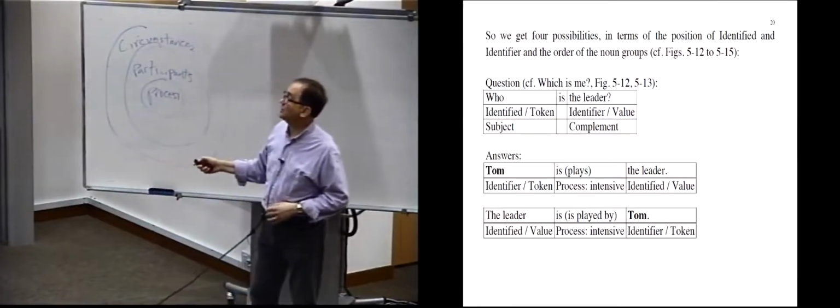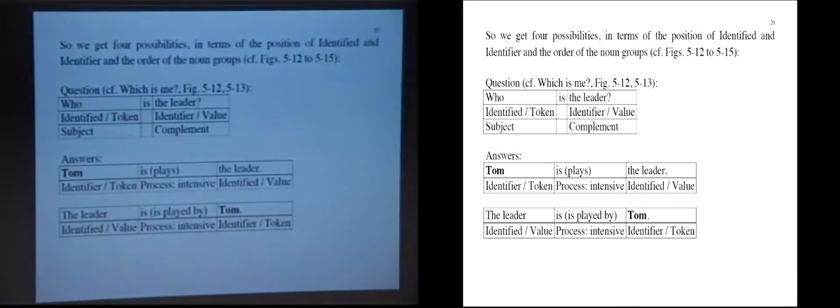So if the question is who is the leader, then the answer could be Tom is the leader, where the new information comes first. And in this case, we haven't talked about token and value yet, so we'll come back to that. But in this case, you have the new information in first position, since you've asked about the leader, normally that will become the theme, and you say the leader is played by Tom, and then the new information at the end. So this is the most unmarked way to answer this question. And this is a more marked way, which you might do in certain contexts where you think Tom is more topical or something.